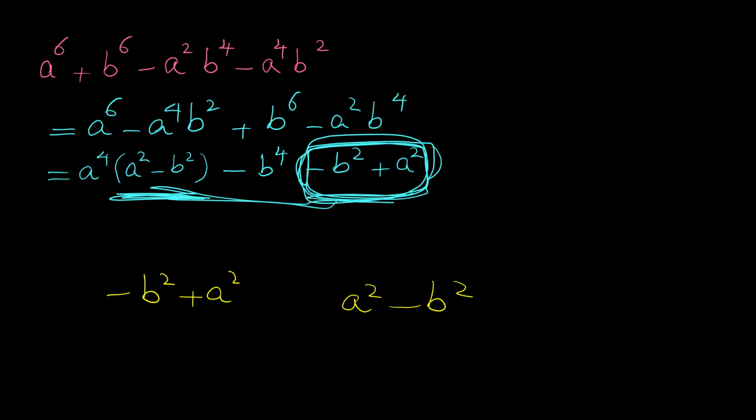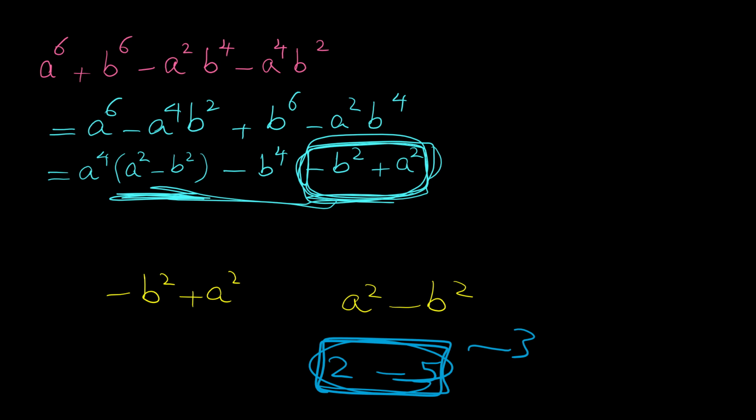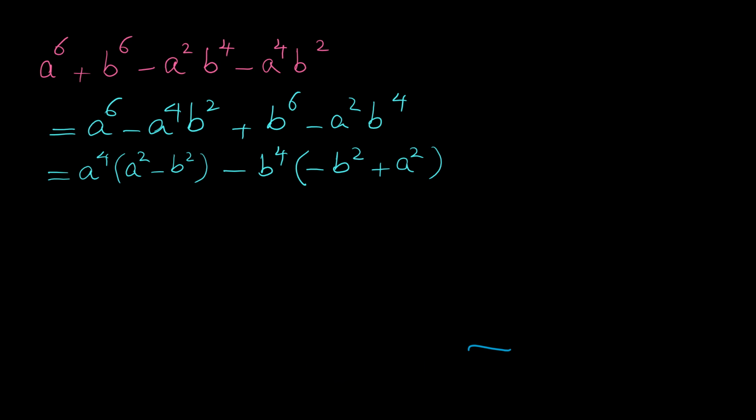Let me tell you the reason. For example, consider this negative 5 plus 2 and compare this with 2 minus 5. Yes, this is negative 3. This is also negative 3. But this looks a little maybe better. So I prefer to write this expression in the middle in the form of a^2 minus b^2.